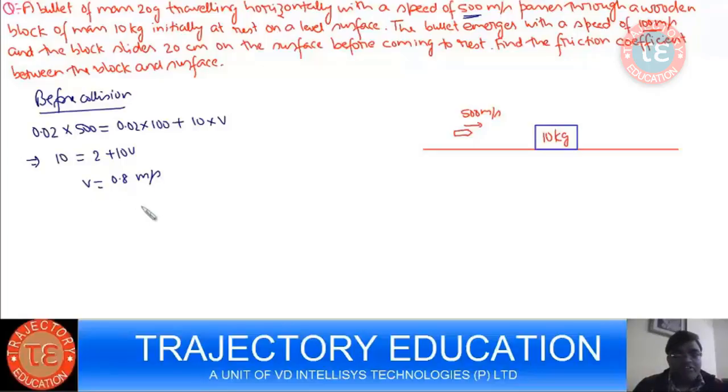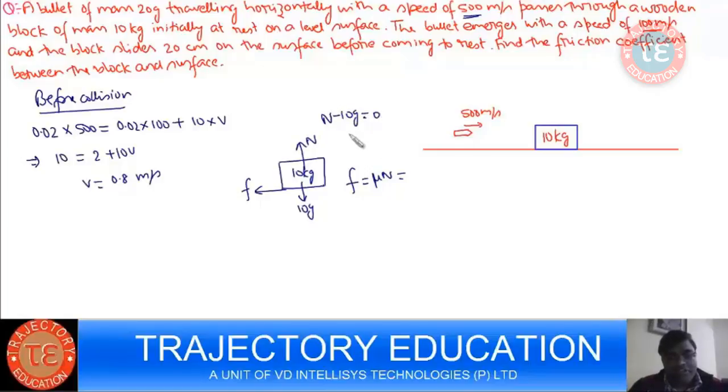So the block starts moving with 0.8 meter per second, right? When this block is moving, it will experience a friction force in the backward direction. That will be a dynamic friction. You have N and 10g acting. So this friction force is going to be mu N, and N is what? There is no vertical motion, so N minus 10g is 0. So N is 10g, and the friction is mu into 10 into g. So that will create a deceleration of mu g, right?